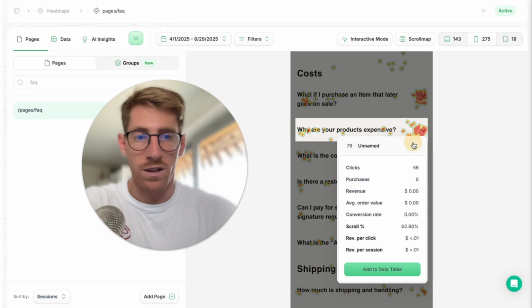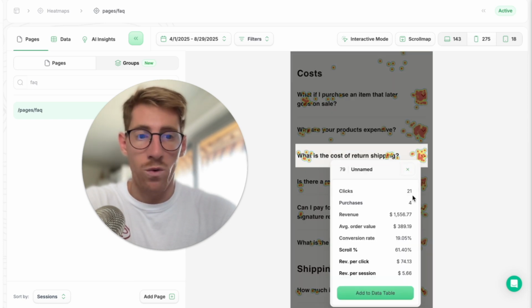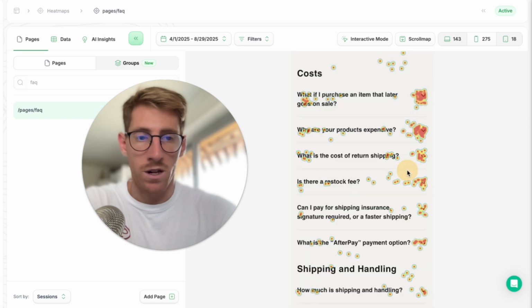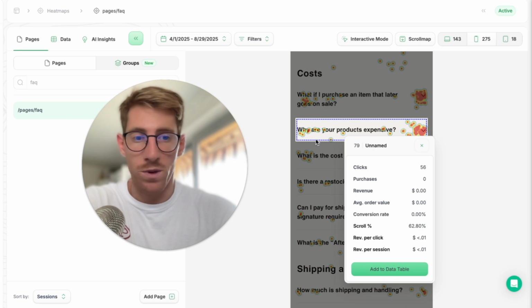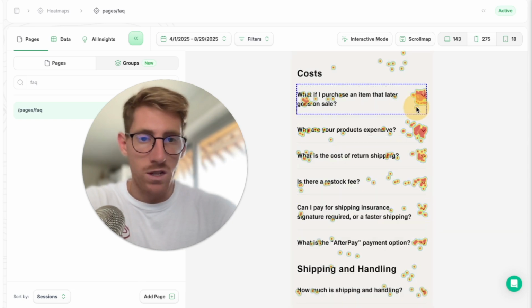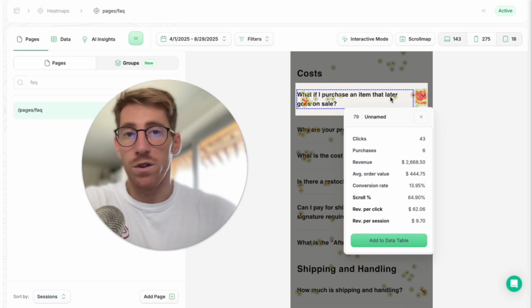is actually working. Because for example here, what is the cost of return shipping? Out of 21 clicks, we got 4 purchases. But with this one, with 2 times more clicks, we had no purchase. This is a very strong indicator that the answer that the brand provided to this question is actually repelling to people. On the flip side, if we check this one, what if I purchase an item that later goes on sale, which is a very fair concern.